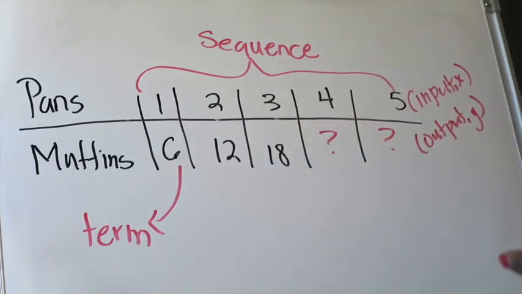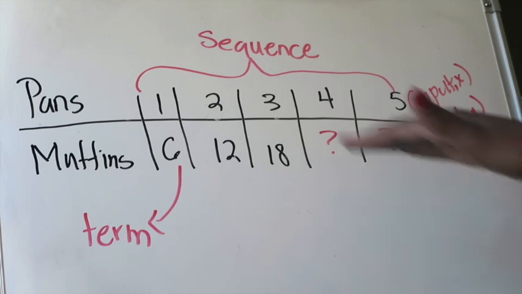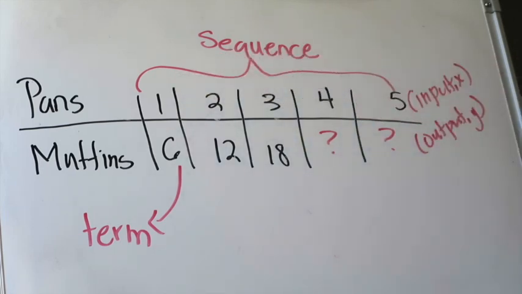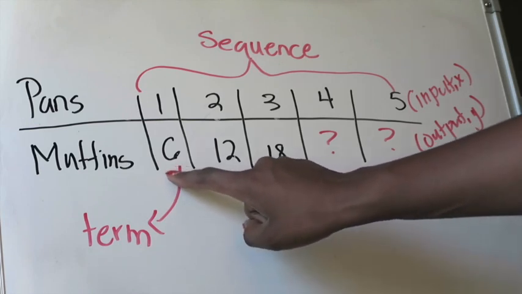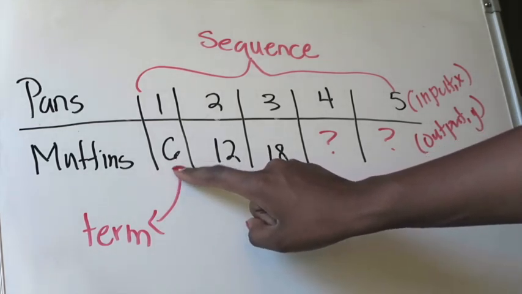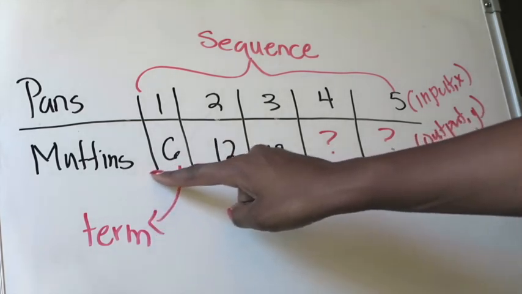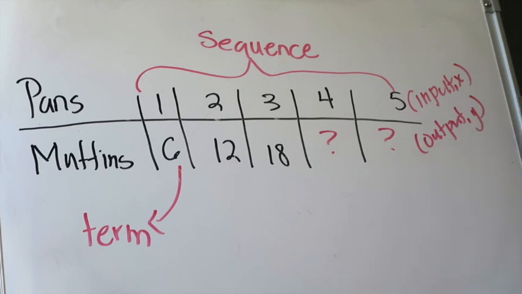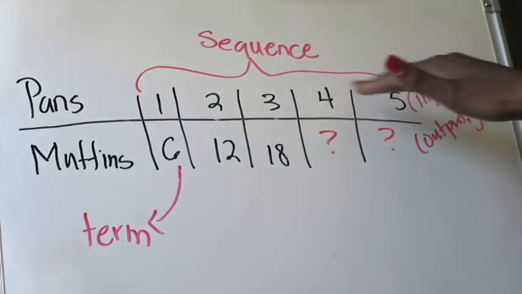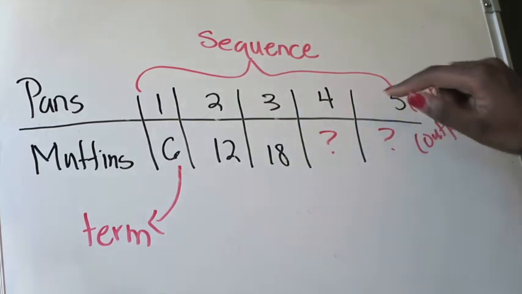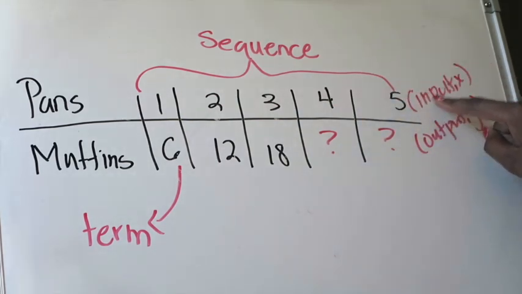So the sequence is the group of numbers in a function table going across. If I'm just looking at one of the numbers in the function table, for example the 6, that is called a term in the sequence. So 6 is the first term in the sequence of numbers at the bottom of my function table. Secondly, the reason this is called an input-output table is because this sequence titled pans is considered your input, or the x value in your function table.